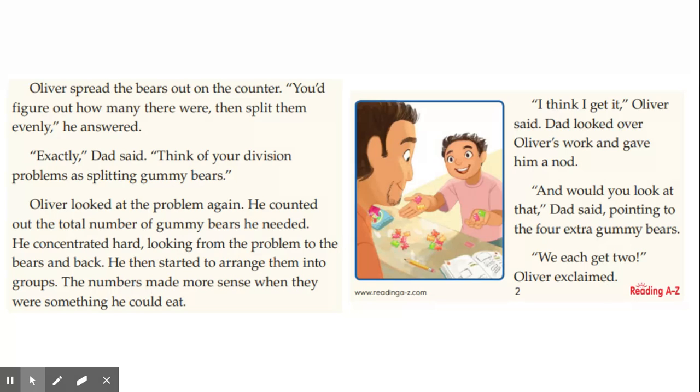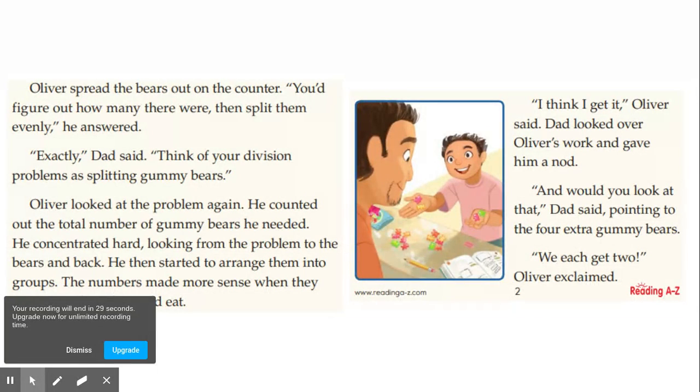So now I want you to think, how did that problem of Oliver not being able to do division get solved? Awesome, you're totally right. Dad helped Oliver to use gummy bears to be able to count out the problem to be able to do division. So the way that that was solved is that Dad helped Oliver by using gummy bears to figure out division.